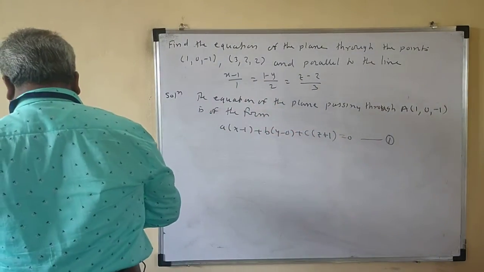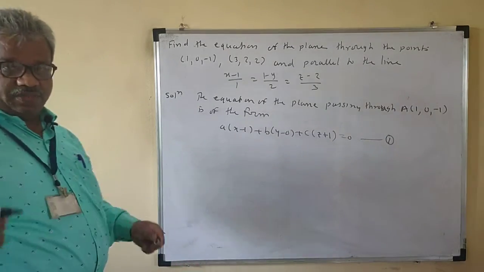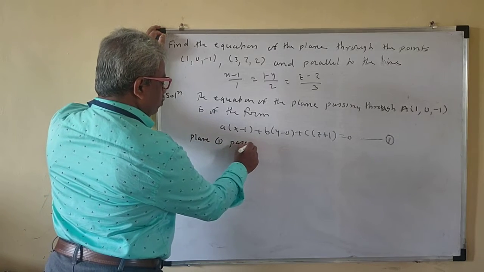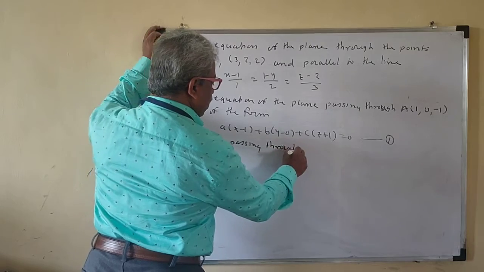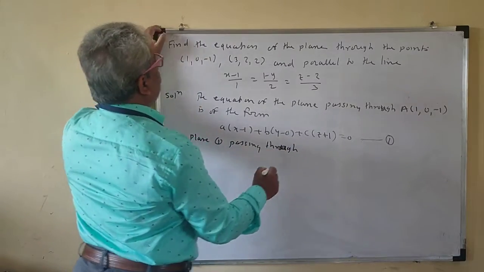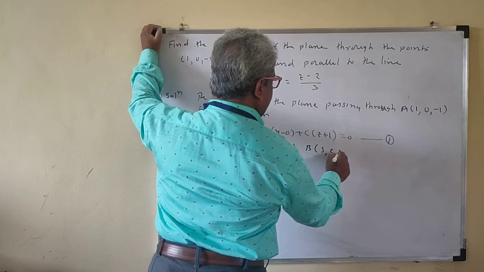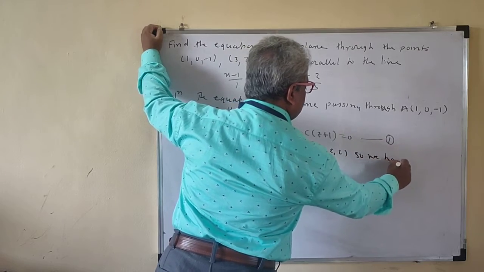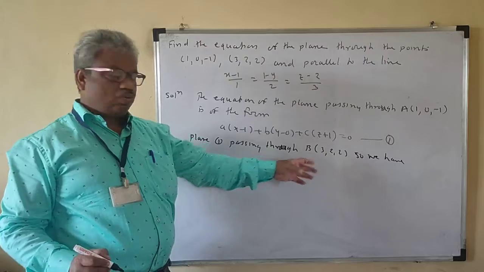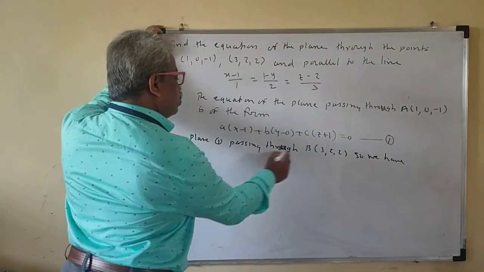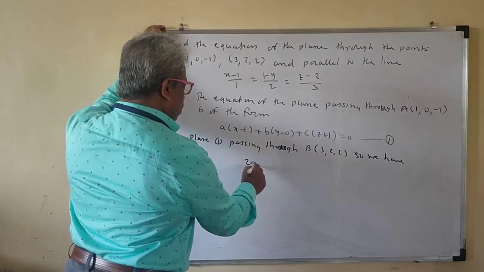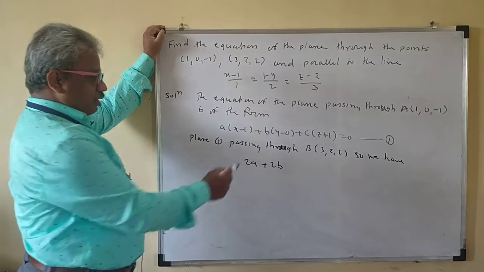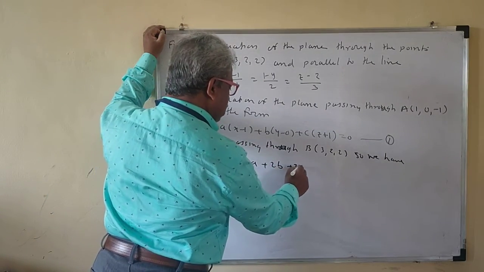Okay. You need to find a, b, c. So plane 1 passing through (3, 2, 2). Therefore, we have, okay, that means this (3, 2, 2) satisfies equation 1. So I just write this: 3 minus 1, so this is twice a, plus twice b because 2 minus 0, plus 2 plus 1, 3c, is equal to 0.